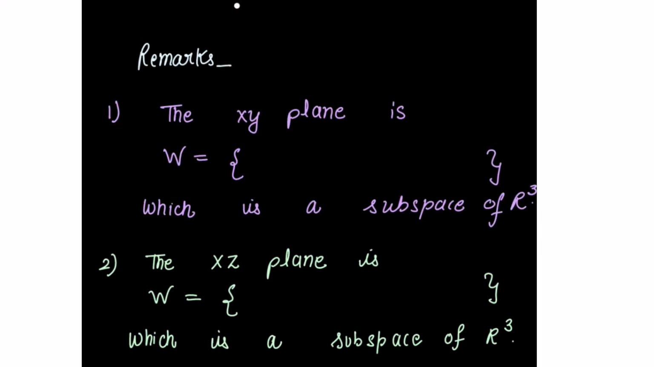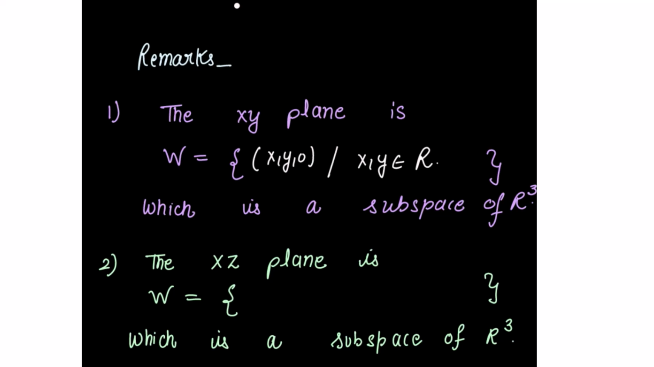Before starting with the solution, let's have these remarks first. The first one is the xy plane. What kind of vector is present in the xy plane? So W is equal to, yes, it is (x, y, 0) such that x, y belong to the real numbers. As it is your xy plane, the required element is of the form (x, y, 0). And this W is a subspace of R3, right?